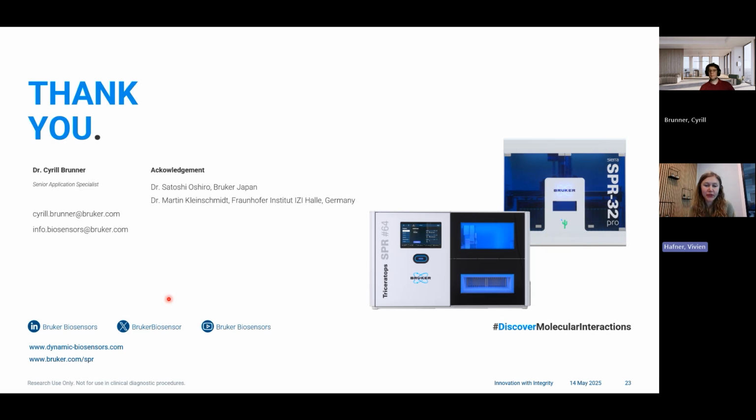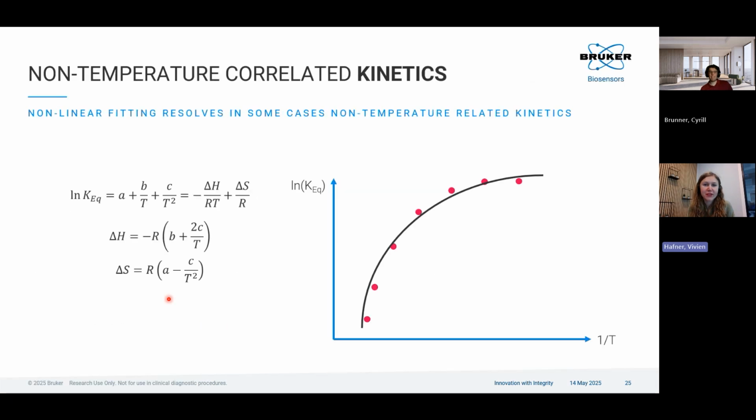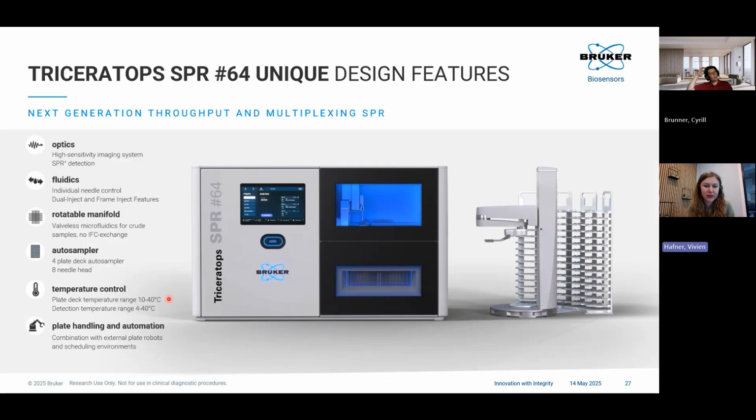Maybe you could also comment on the G64 you introduced in the beginning. The data was on the G32 Pro. How does the G64 compare to this? Does it have any different specifics for thermodynamics or in general?